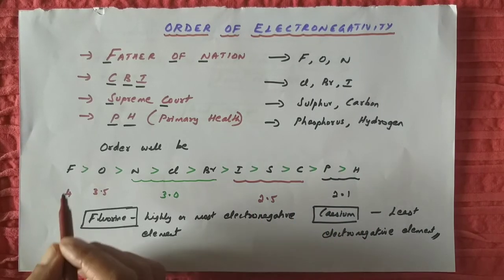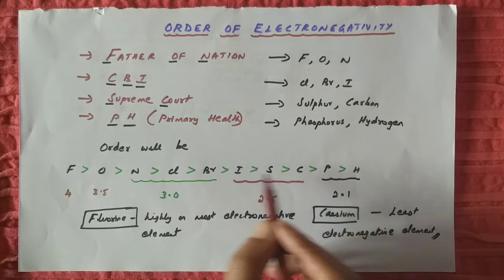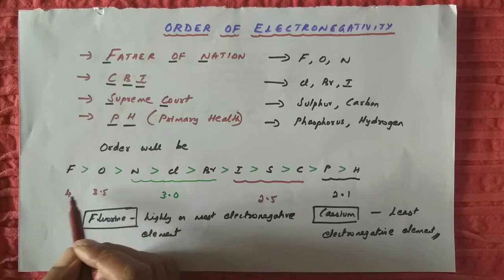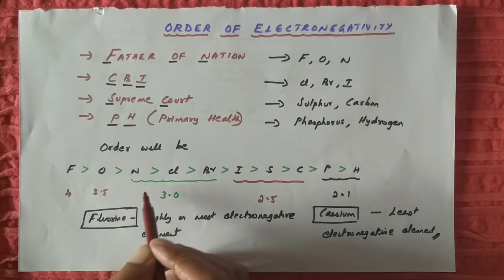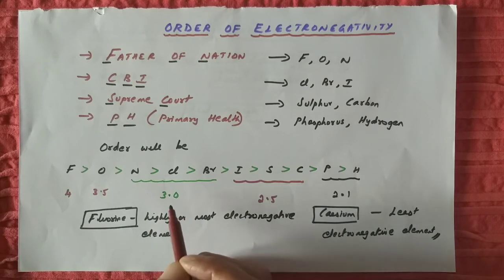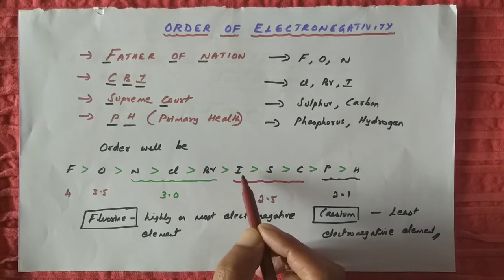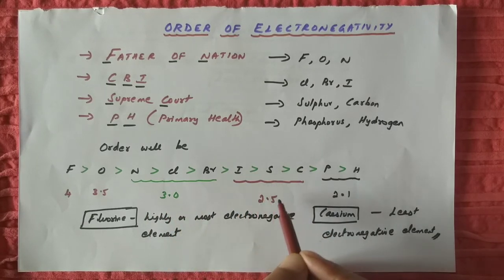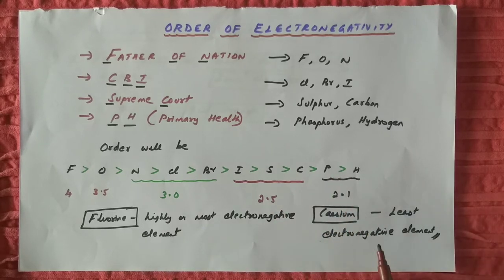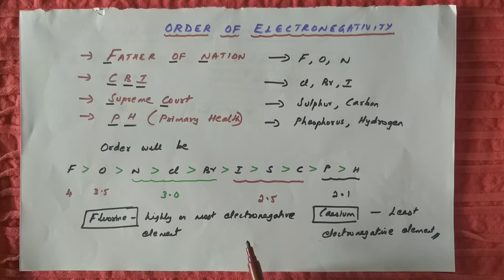Coming to the values, I have written here 10 elements. Fluorine will be 4, oxygen will be 3.5. The next three, nitrogen, chlorine and bromine, approximate values I am giving, will be 3.0. Then iodine, sulfur and carbon, the next three, will be 2.5, and phosphorus and hydrogen will be around 2.1. So these values you have to remember.